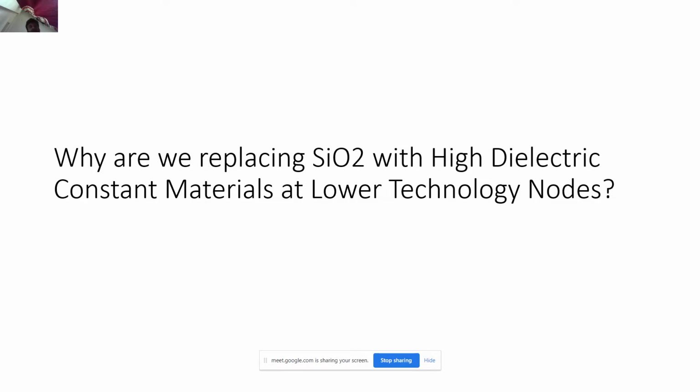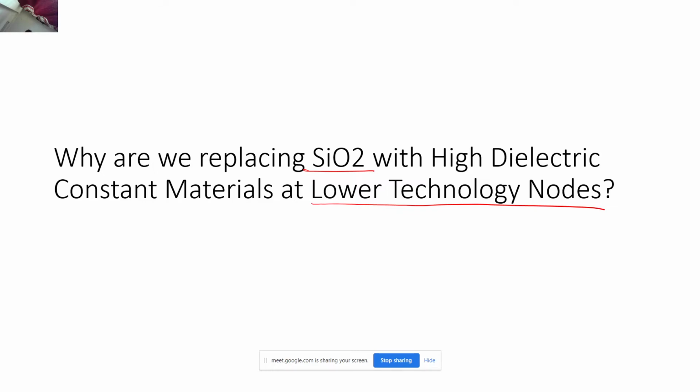So now there is one trend, if you are familiar with the semiconductor industry: we are currently replacing the SiO2, that is silicon dioxide, with higher dielectric constant materials, and this is especially true at lower technology nodes. There is something called scaling, so you usually shrink the MOSFET dimension. You must have heard about Moore's law, right? The number of transistors doubles every 18 months.